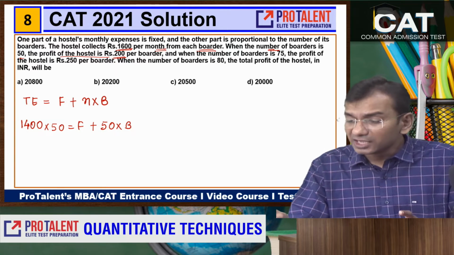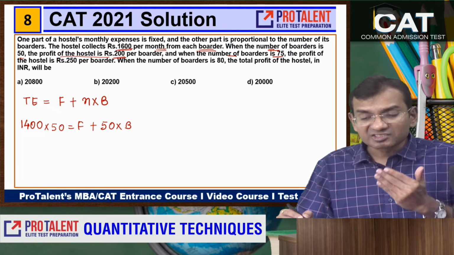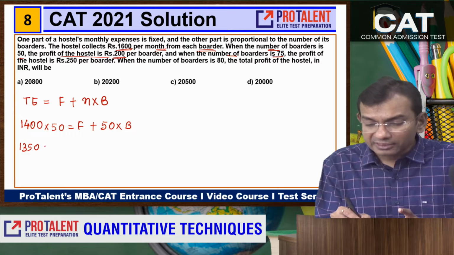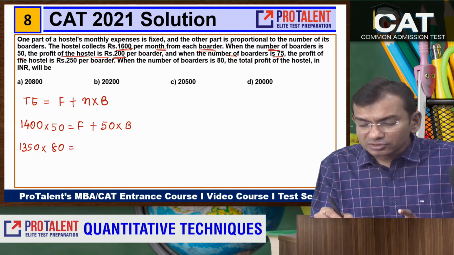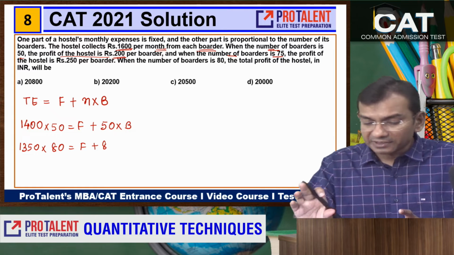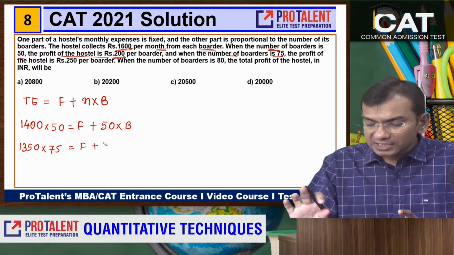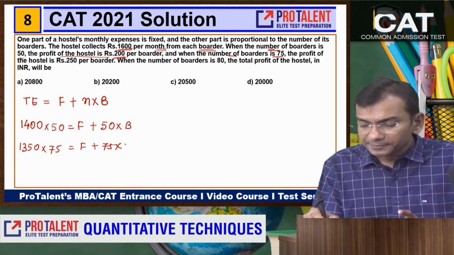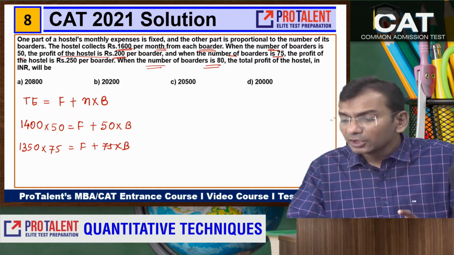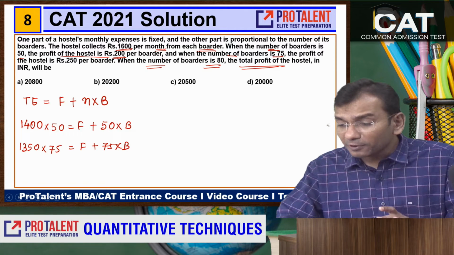Okay, and when the number of borders is 75, profit is 250 per border. 1600 में से 250 माइनस करेंगे, so we are left with 1350, and the number is 75, sorry, ठीक है. So this is fixed plus 75 into B. Okay, now they are asking us, when the number of borders is 80, what is the total profit of the hostel? Great, ठीक है. So total profit क्या होगा?